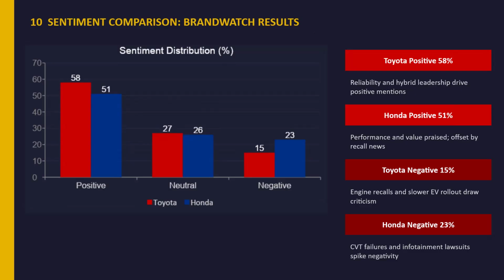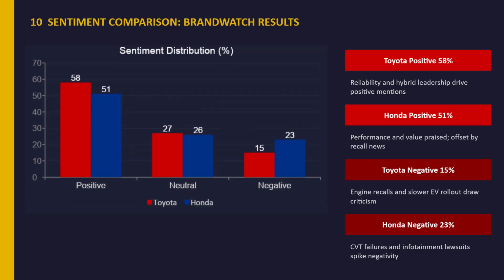The clustered bar chart compares sentiment distribution across three categories: positive, neutral, and negative. For Toyota's Brandwatch record, 58% positive sentiment. That means more than half of all mentions about Toyota carry a positive emotional tone, driven primarily by reliability, hybrid performance, and safety. Neutral mentions account for about 27%, and negative mentions are relatively contained at just 15%.